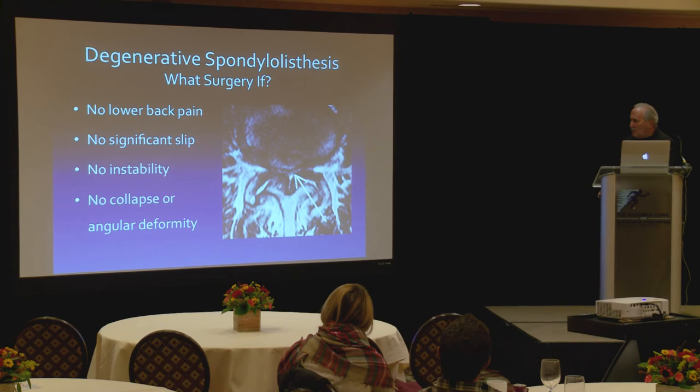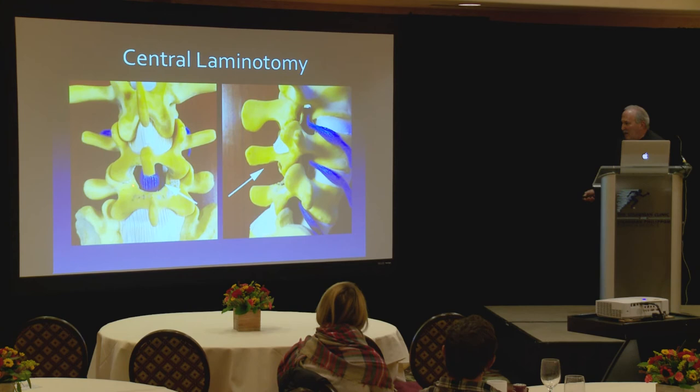So again, what do you do if you have no lower back pain, no significant slip, no instability, no collapse or angular deformity, but you have this? They have neurogenic claudication. So you do a laminotomy. You can do it single or bilateral. What you're doing is preserving most of the spinous. You're doing a little bit of removal of the inferior lamina, and you're removing most of the ligamentum flavum. And that procedure gives them great relief.